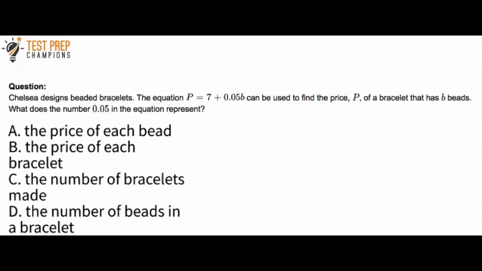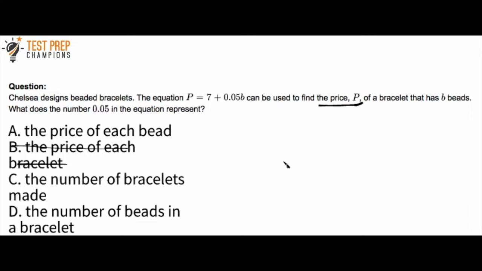Okay, so what you need to understand here, and really for any math question, is that if you're ever having trouble, just look at what they're giving to you and take account of what's given to you first. So here, what are they giving us? They're telling us that this equation can be used to find the price P of a bracelet that has B beads. So P represents the price of each bracelet. So we can rule B out based off of that.